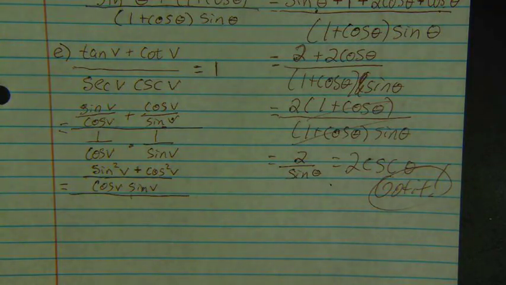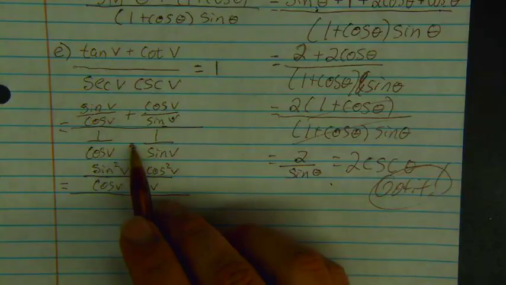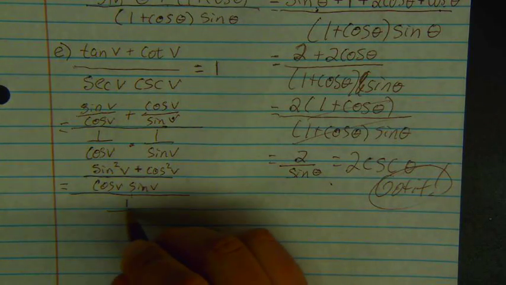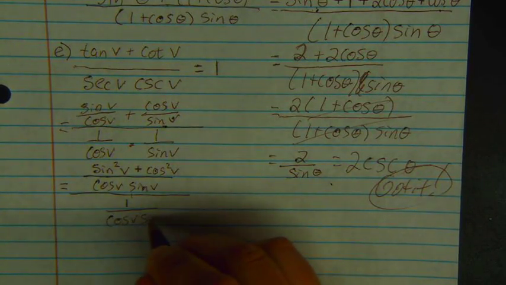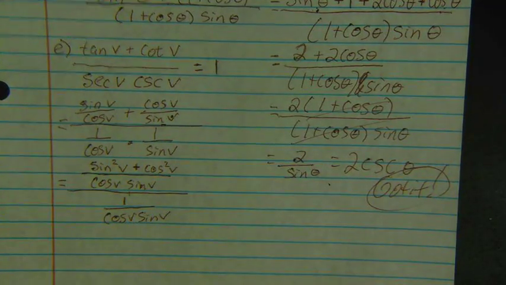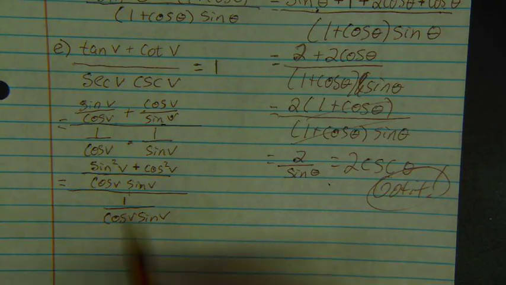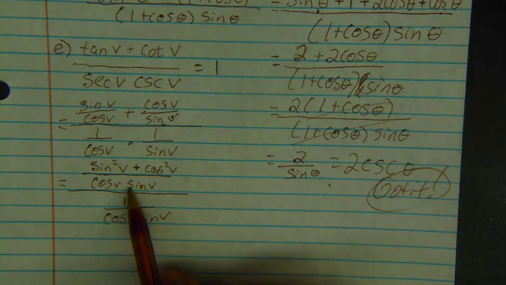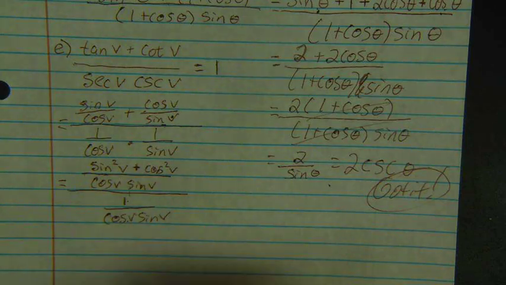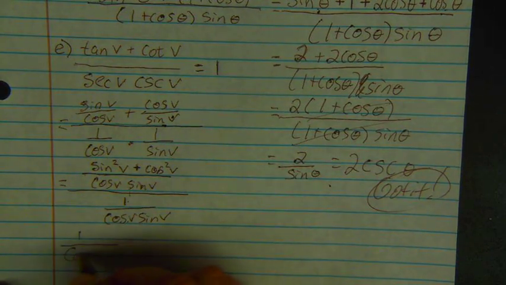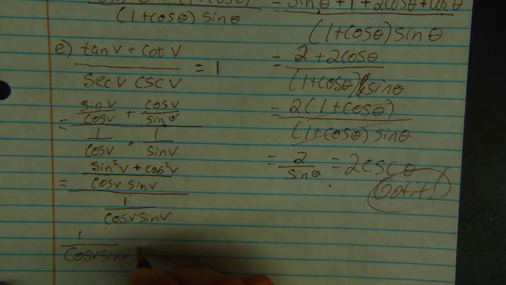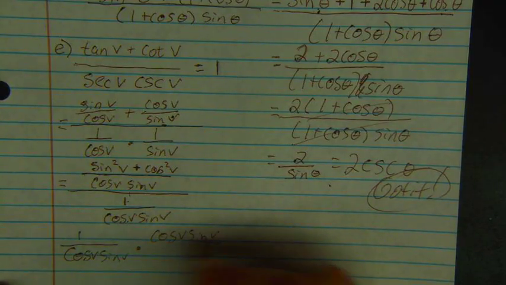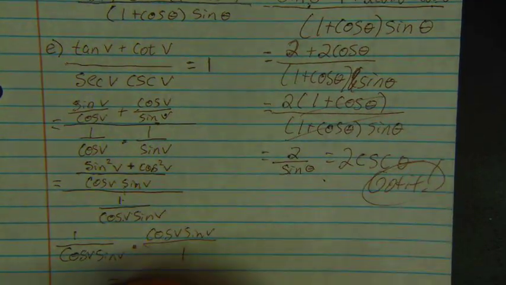Okay, hopefully that algebra made sense. Now the bottom's just multiplying, so we can just multiply straight across, call it 1 over cosine V sine V. Now sine squared plus cosine squared is 1, right? So we got 1 over cosine sine over 1 over cosine sine. Copy, change, flip. 1 over cosine sine times cosine sine over 1. Yes, that's equal to 1.